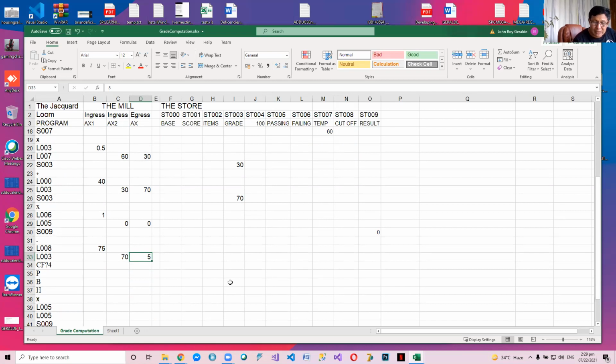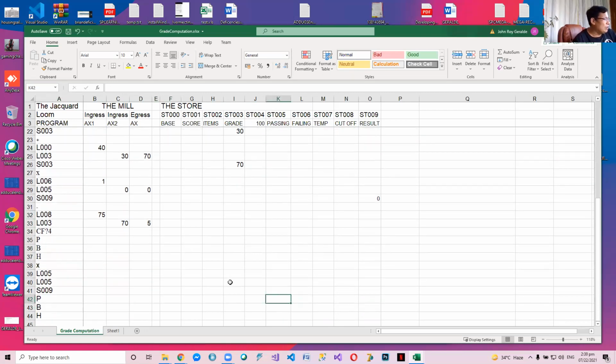If it will set, will it set? No, it will not set. Why? Because the egress is positive. The ingress is also positive. They have the same sign. Do you follow? And so we will have a PBH. So what's the result? The grade is failing. It will not compute anymore for a times here because we have a halt here. It's like an exit.